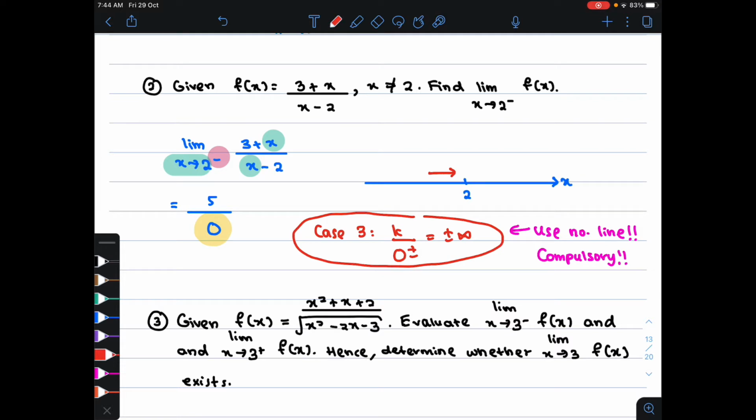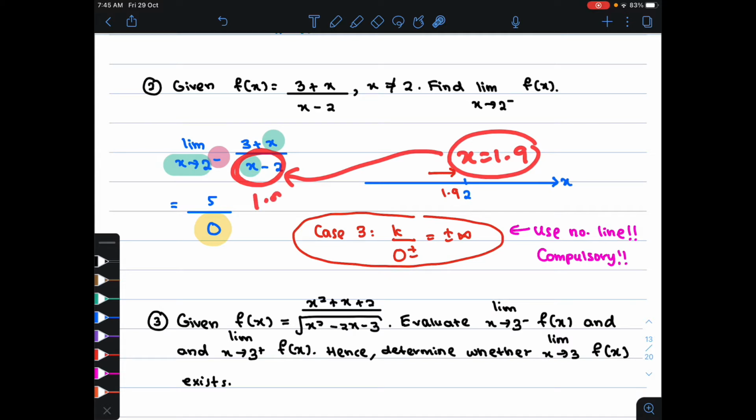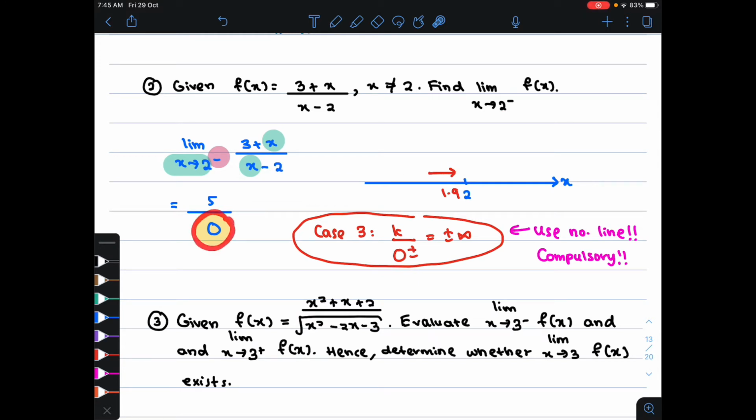So let's pick 1 decimal place, which is 1.9. So just imagine our value of x is 1.9 right now. If you substitute x equal to 1.9 into x - 2, you'll get 1.9 - 2, which is negative 0.1. So you can see that it is a negative value and it is quite small. So this one we will label as 0 minus.